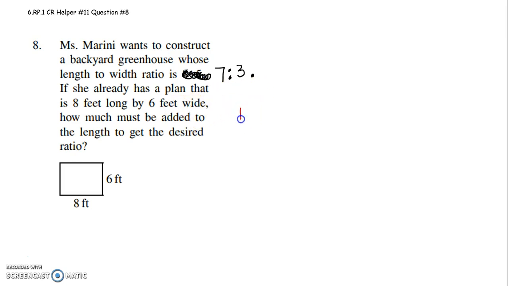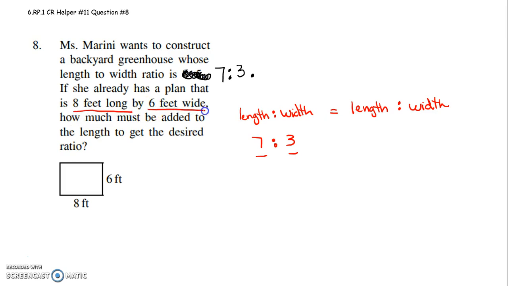So length to width is 7:3. Oops. So on this side, if it's length to width, the ratio needs to continue to be length to width. Now let me just reread the second part. If she already has a plan that's 8 feet long by 6 feet wide, so already it's 8 feet long by 6 feet wide, how much must be added to the length to get this desired ratio?